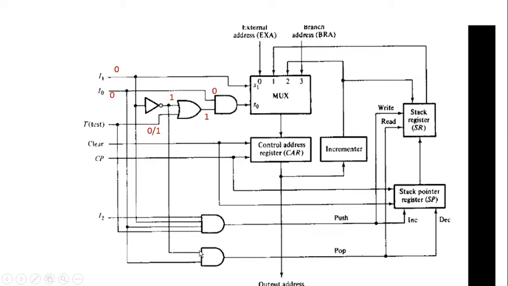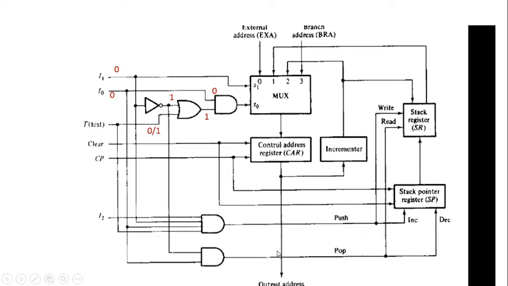And similarly, the complemented form of I1 is ANDed with I0 and I2, and the output of this AND operation decides when to perform a pop operation from the stack register file.